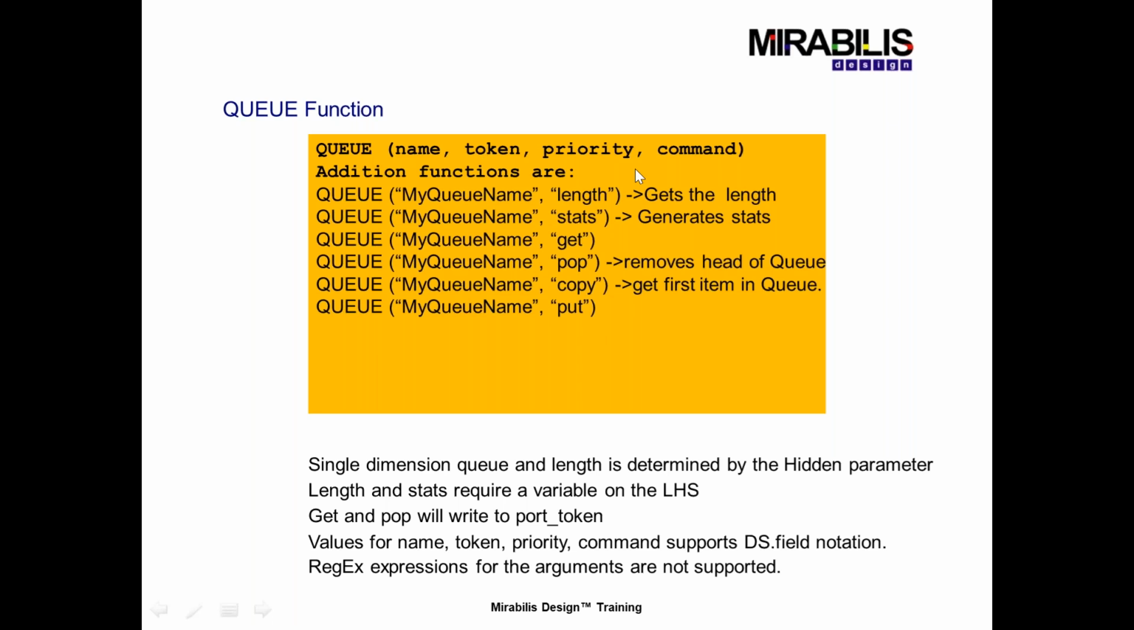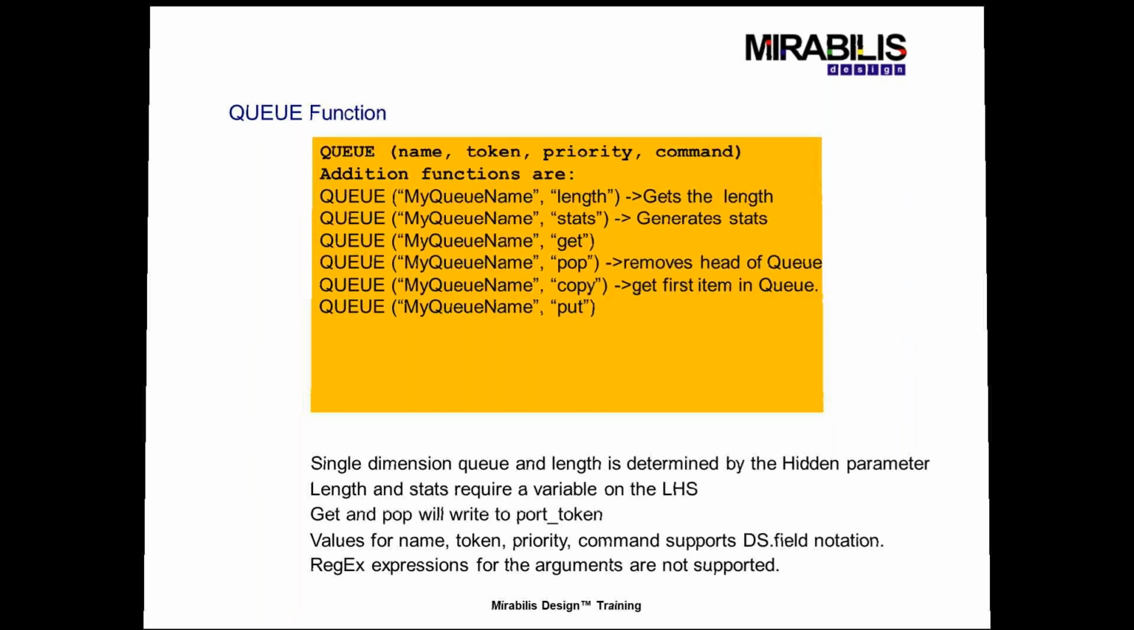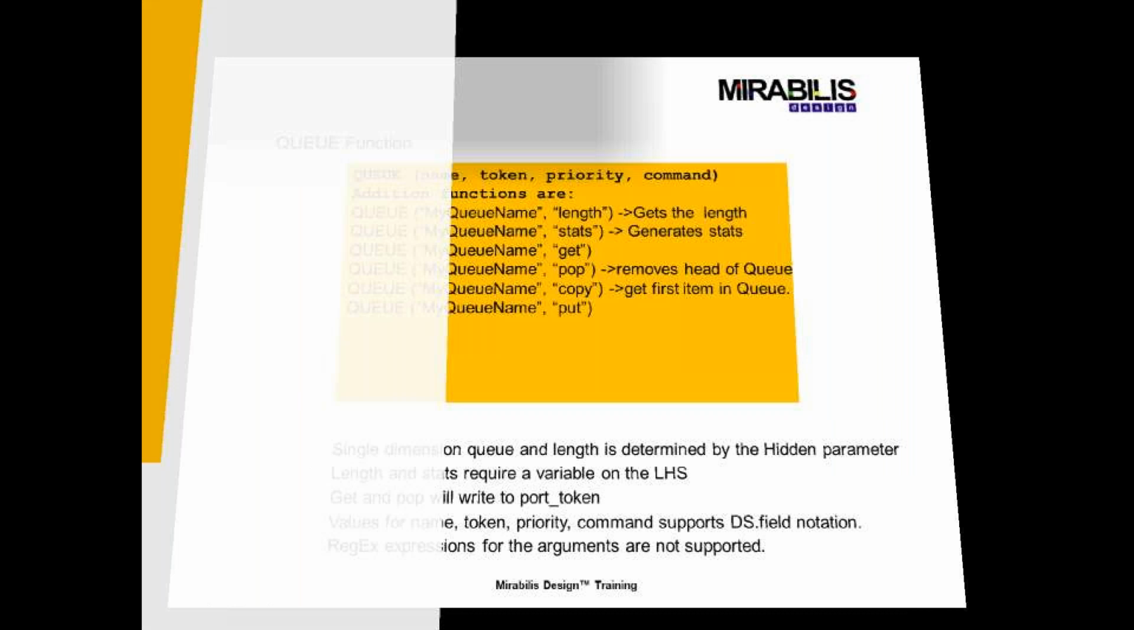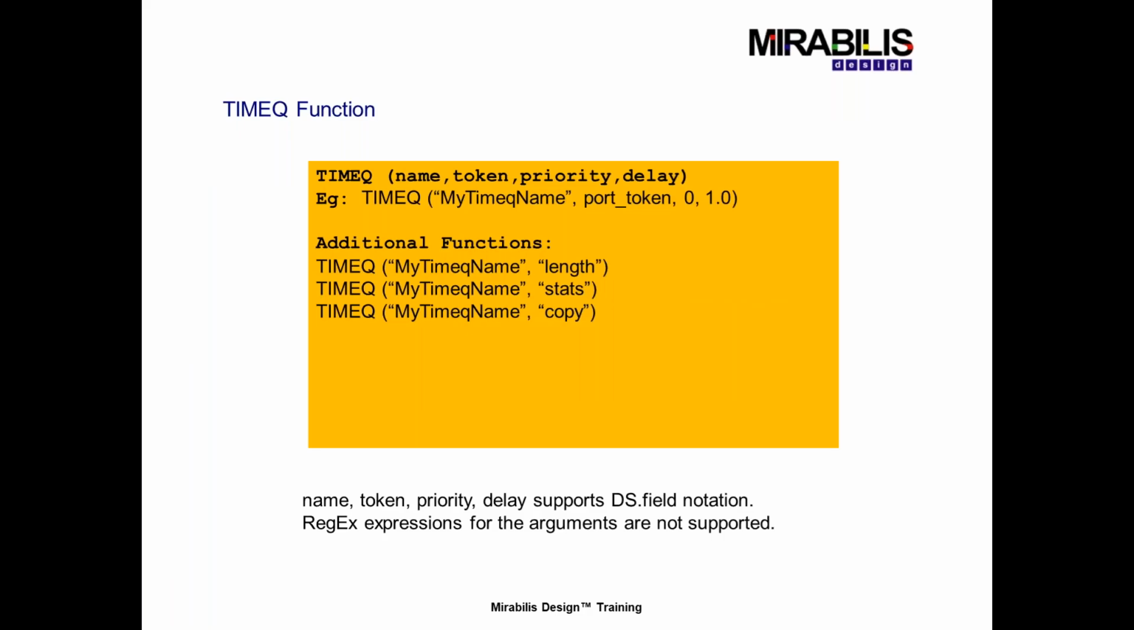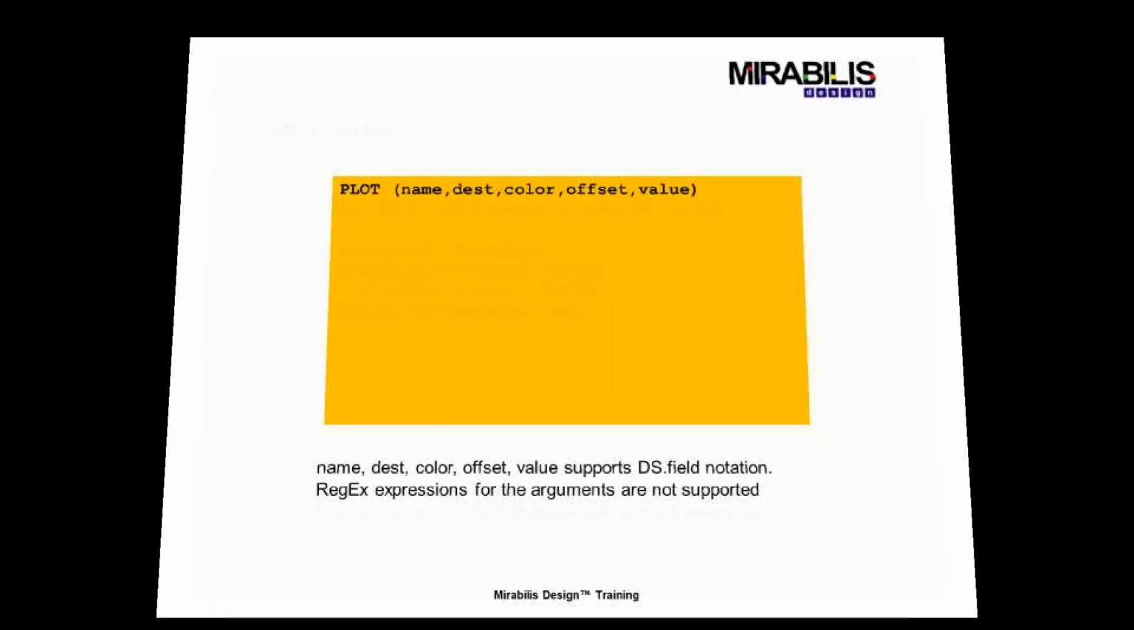Similar to the time queue, and as we remember, we had the server versus the queue block. The time queue is the equivalent of a server block. It's a non-blocking wait. And again, it has the 4 parameters. The only difference is we now have the time queue where we have the name, token, priority, and delay, which is the name of the time queue.